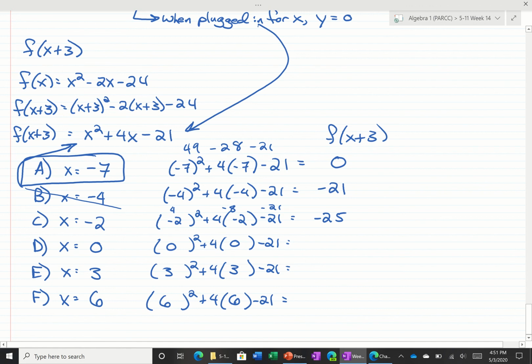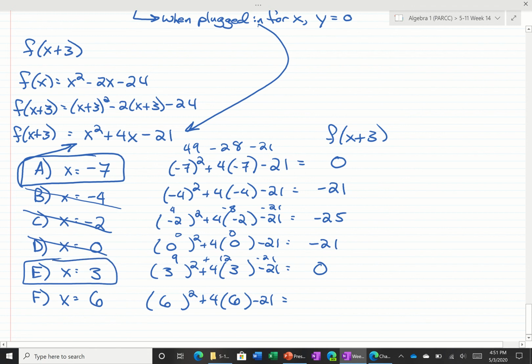If we plug in 0 for all the x's, we would get negative 21. This would be 0. This would be 0. 0 plus 0 minus 21 is negative 21. If we plug in 3 for all of the x's, we get 0. This would be 9 plus 12 is 21. Minus the 21 is 0. So that's also a zero.